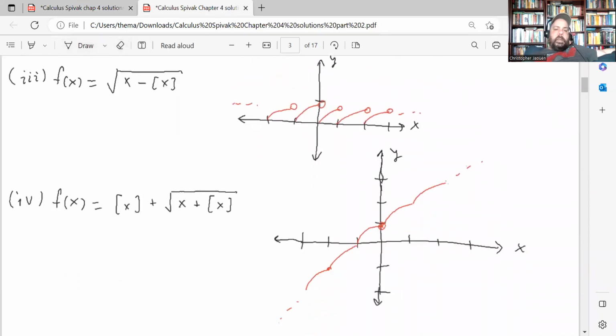Right, the graph of floor x plus the square root of x minus floor x, what you do is you take each of the pieces here, and just for the next one, you shift it up by 1. So you get this sort of bumpy looking function that looks like that. It goes on forever.